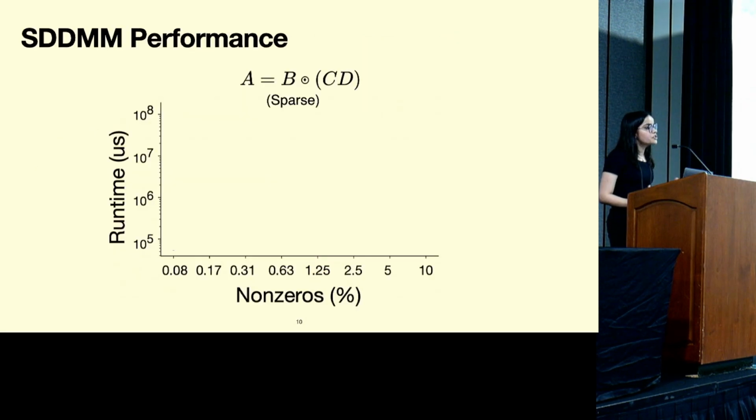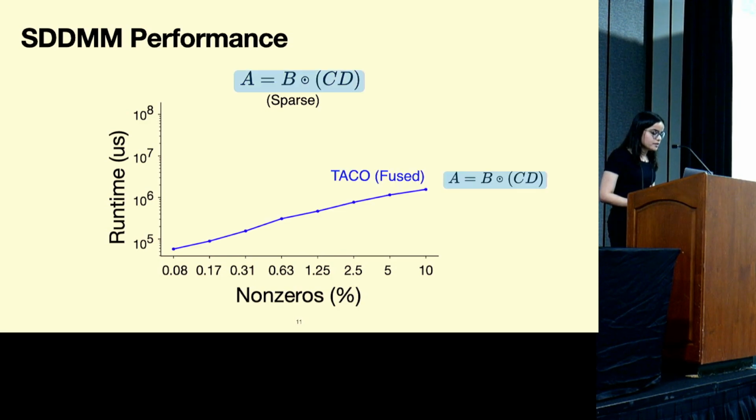So here we're going to look at how the performance for the SDDMM expression will change as the density of B rises. So let's look at the first way, which we talked about previously, Taco, where we're going to compute the full expression using a fused implementation. As expected, we see Taco's runtime steadily rise as the density of B increases, because the work that Taco does corresponds precisely to the number of non-zeros in B.